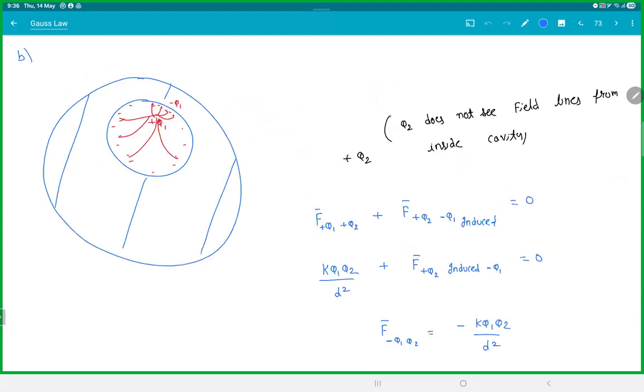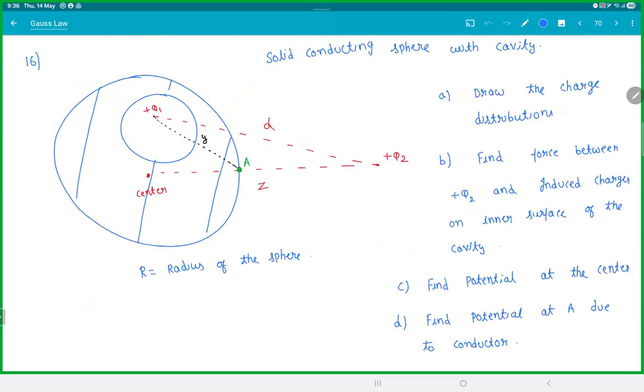Question still not over. We need to find the potential at A due to the conductor. Now, the word is important. I didn't ask you the total potential. With the total potential, now your life would have been easy. You know why? Can someone tell me what the total potential at A is? Where is A? On the conductor. What is the potential of the conductor? Same everywhere. So potential at the center is the potential at A, isn't it? Because both are on a conductor. So the total potential was the easiest one.